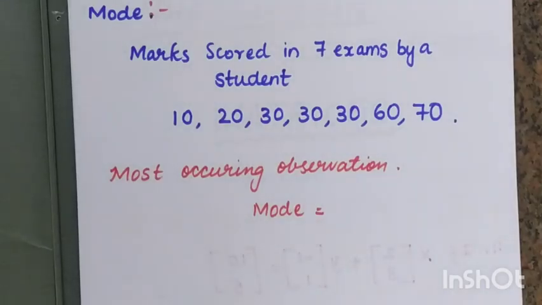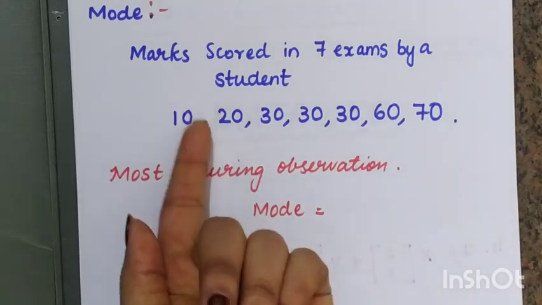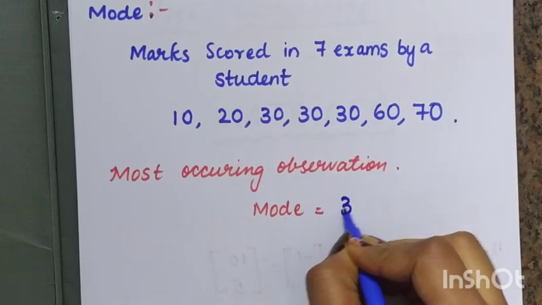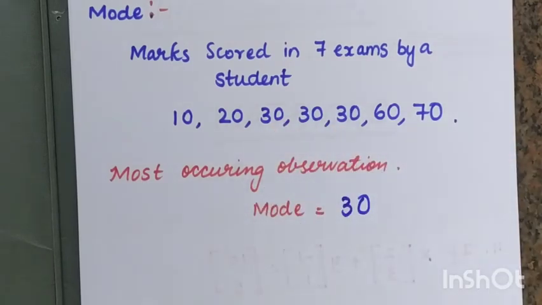And now we will deal with our last topic, that is mode. Mode in the sense most occurring observation. There's a question here for you, marks scored in 7 exams by a student. So 10, 20, 30, 30, 30, 60, 70. There are some observations given. What is mode? Mode is the most occurring observation. So hence mode here is 30, because 30 is repeating most of the time. So hence it's 30.